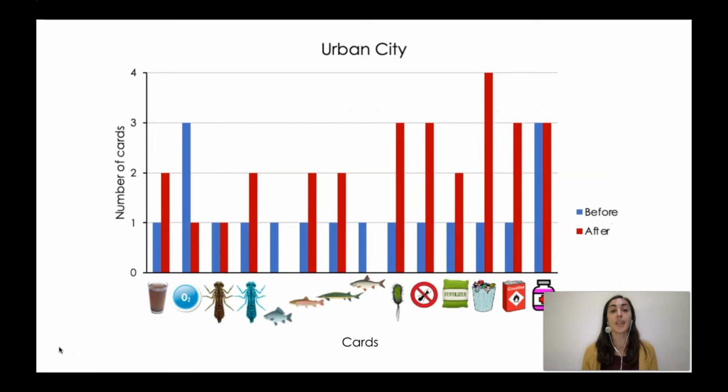So let's do it. This is an example of the graphs that we're going to be doing. You don't have to do it that way, but that's the way I went about it. This is going to be a bar graph, and this represents the urban city. In the x-axis we have the different types of cards, and in the y-axis we have the number of cards, so the quantity. The blue represents the cards before the storm event, and the red represents the amount of that particular card after the storm event.